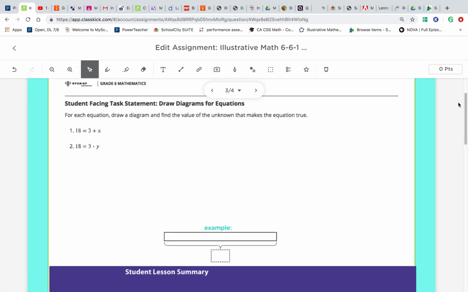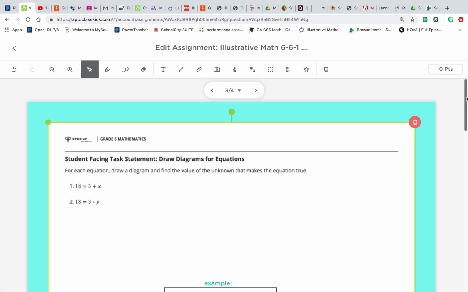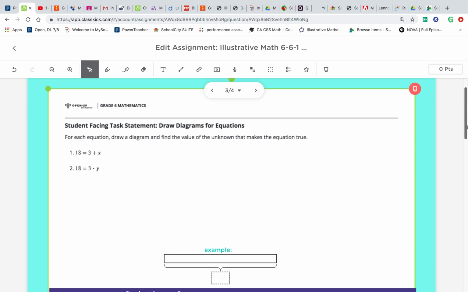Hello class, we are back for the second activity of lesson 1 in unit 6. So you've seen some diagrams that matched the equations before. Now we're going to give you a chance to draw your own diagrams to match the equations that you see on the page here. Okay, so what I've done is I've added in an example diagram here that will allow you to get the idea of what's going to happen.